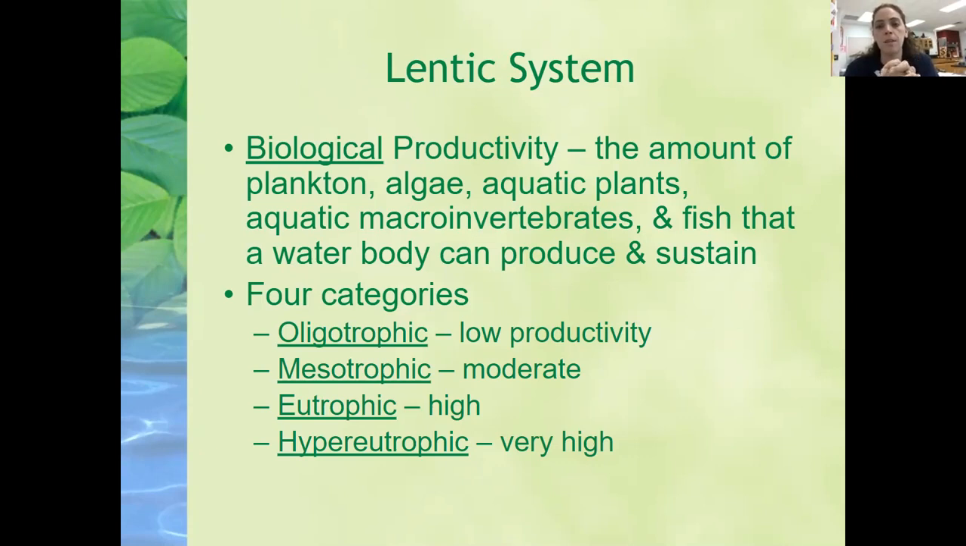Typically that's going to be plant nutrients, too much nitrogen coming from agricultural runoff, either farms or ranching. In the case of lakes, the biological productivity we want is somewhere in the middle, kind of like Goldilocks. We don't want it too high, we don't want it too low, just right in the middle.